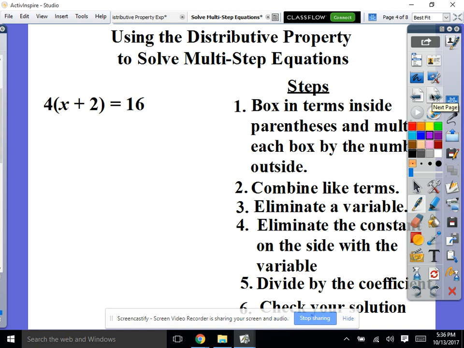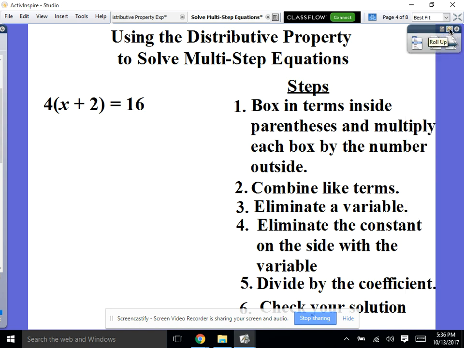Steps for solving multi-step equations. First, box in the terms inside the parentheses and multiply each box by the number outside. So I box in my terms. This is what we did yesterday, just to the expressions. 4 times x is 4x. 4 times positive 2 is positive 8. I'm going to box in my terms again.